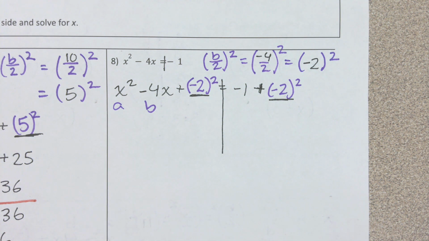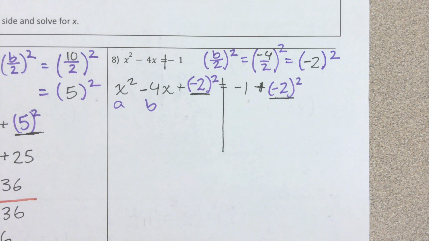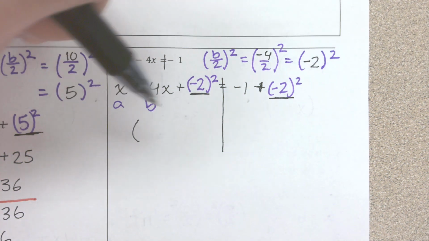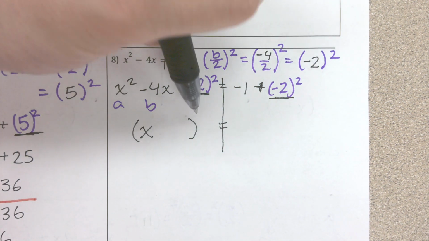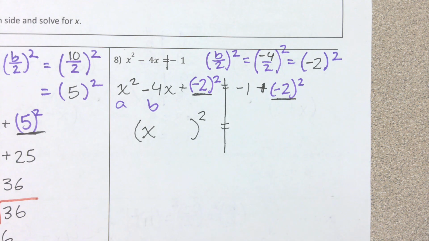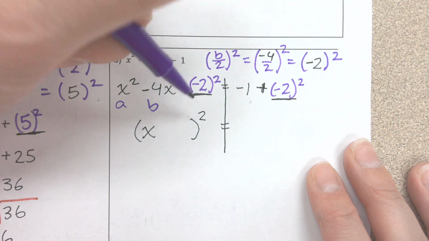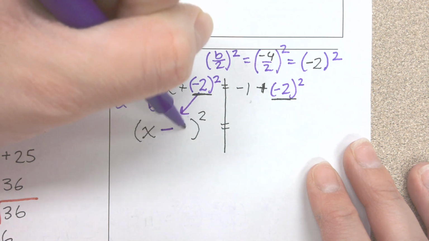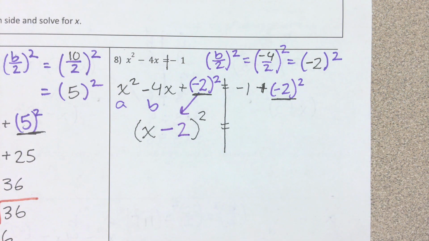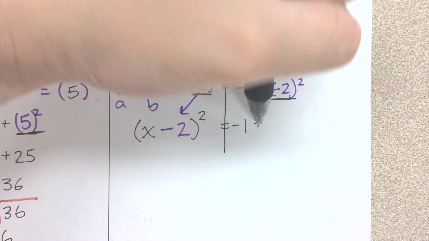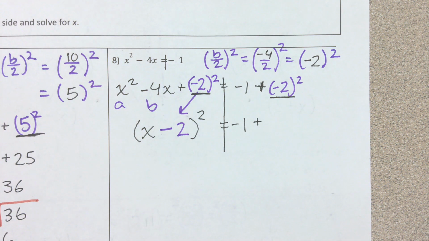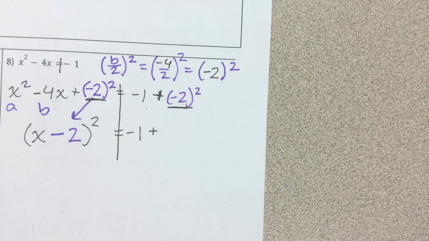Okay. From here, we need to factor this down. So the trick: we have our parentheses, we have our x, and then we're going to have a squared on the outside. Inside, it's just the number that's in the parentheses up here. So that's a minus 2. X minus 2, the whole thing is squared. On the right side, we have negative 1 plus negative 2 squared. We need to be careful.